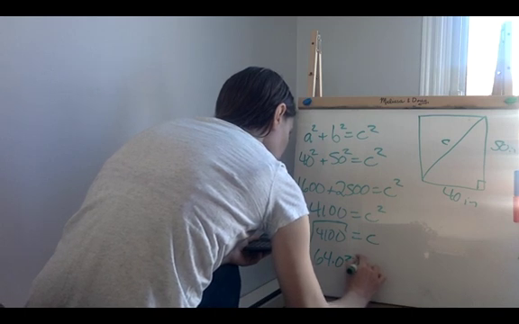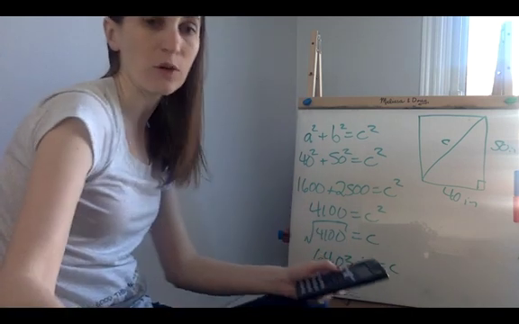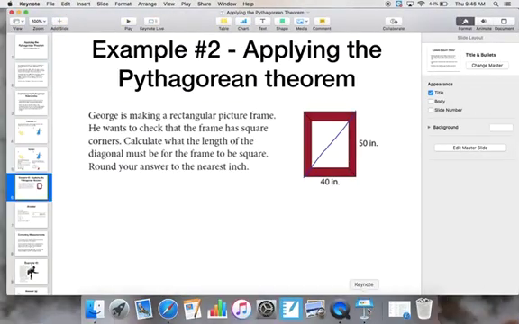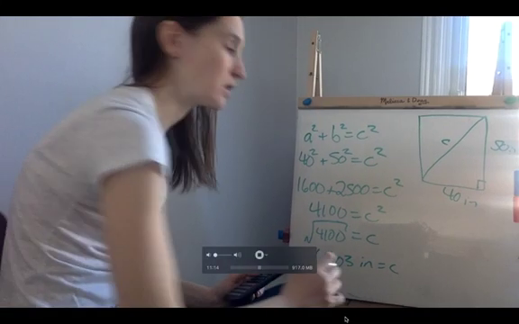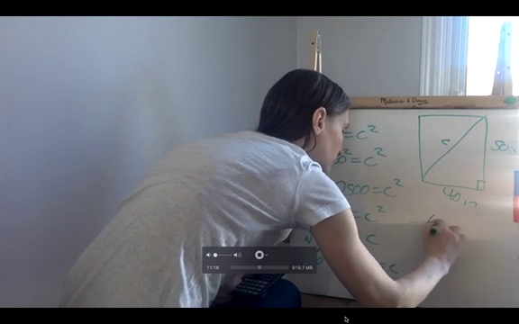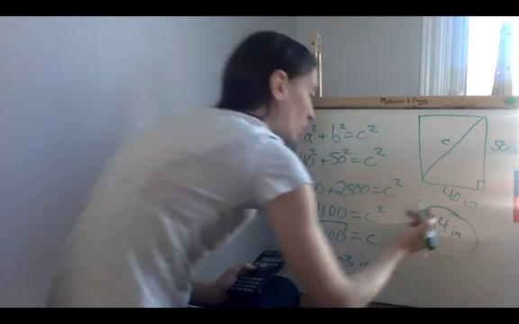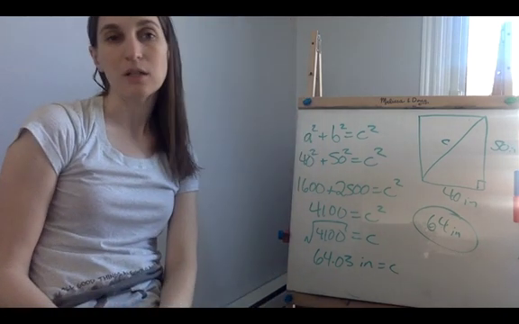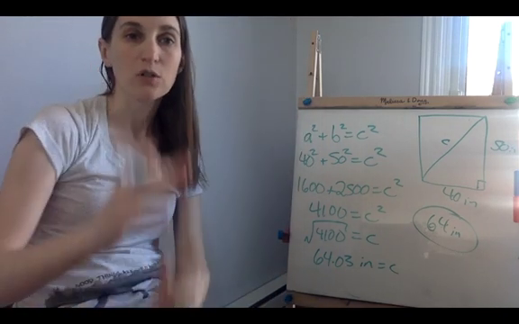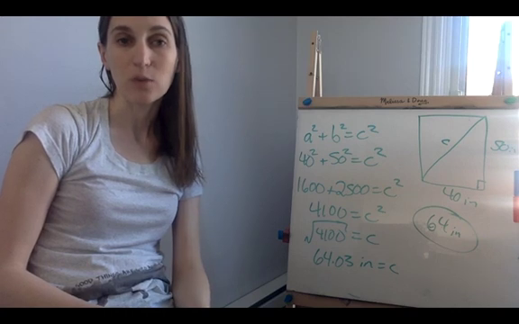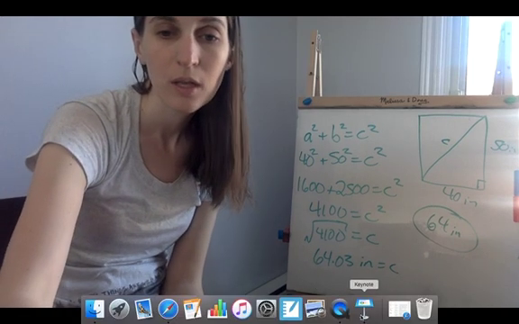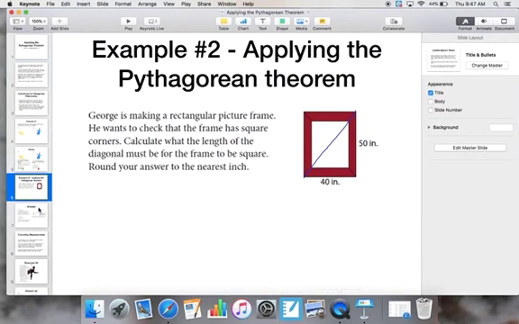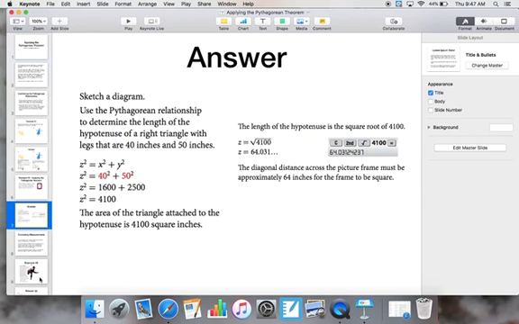64.03 inches, right? And I believe the question asked us to round your answer to the nearest inch, so we would round that to 64 inches, right? So that diagonal needs to be 64 inches. So when he measures it, it should be 64 inches, and if it's not, that means he doesn't have square corners, and he's going to have to readjust the sides of the frame in order to make it square. All right, so again, there's your answer in the notes as well. Okay.